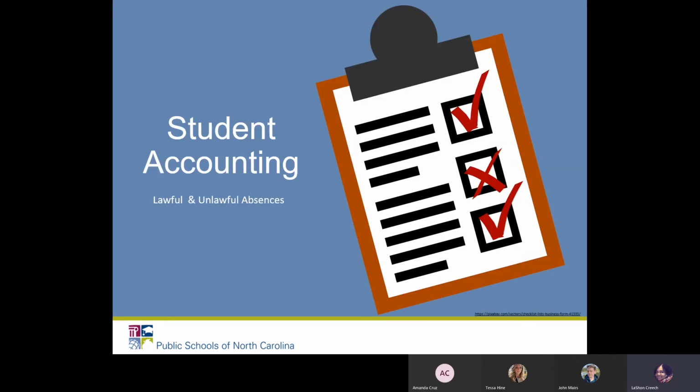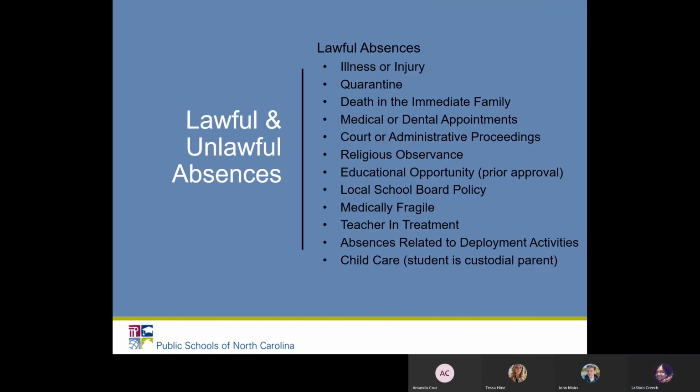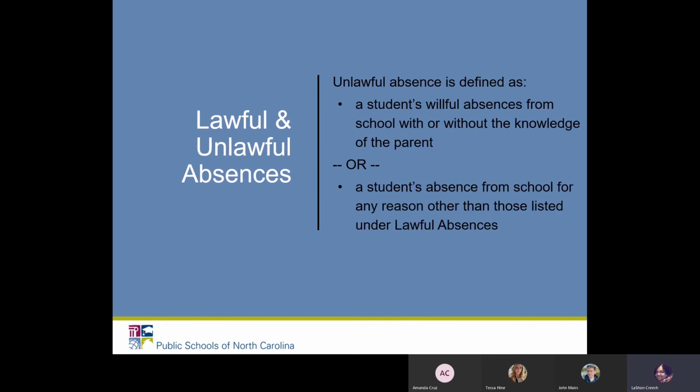Lawful and unlawful absences, found in Chapter 2 of the SASA Manual. Lawful absences occur when a student is excused temporarily from attendance on account of sickness or other unavoidable cause. This slide includes a list of lawful absences for North Carolina. Unlawful absences occur when a student is intentionally absent from school with or without parents' knowledge, or when the student is absent for any other reason than the lawful absences on the previous slide.